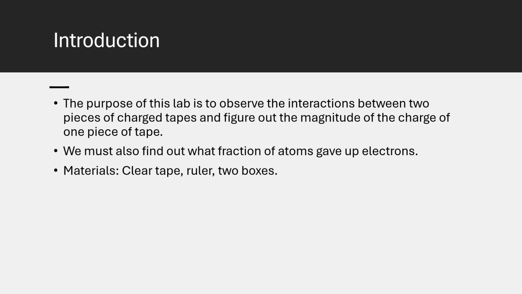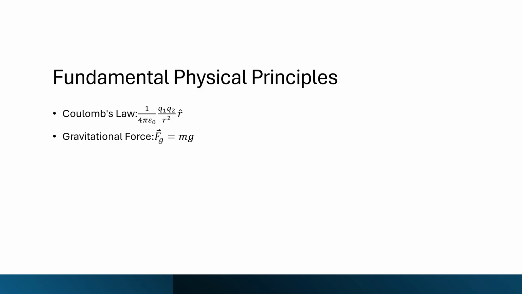The materials I used in this lab were clear tape, a ruler, and two boxes. And the two fundamental physical principles I used in this lab were first Coulomb's law to calculate the electric fields, and then also the gravitational force equation because this lab was based near the surface of Earth. So you can use Newton's second law, F equals ma, and a in this case is the gravitational constant.